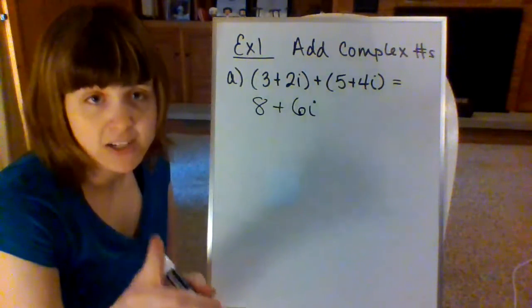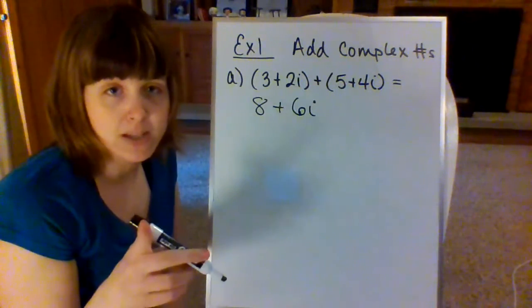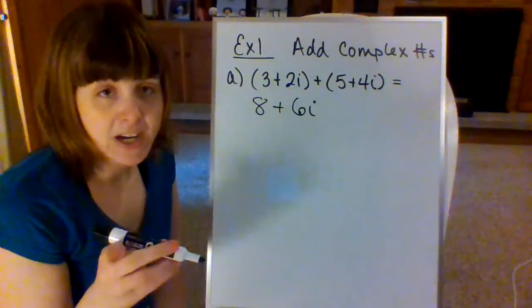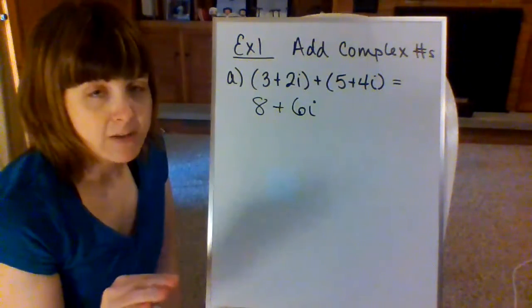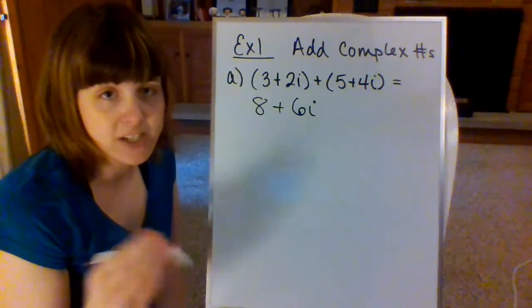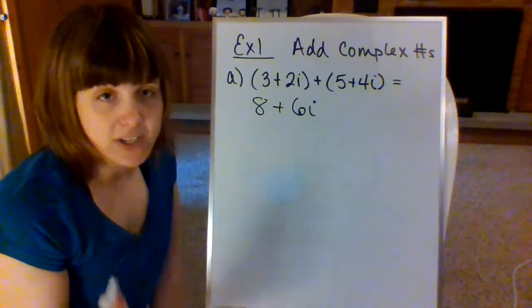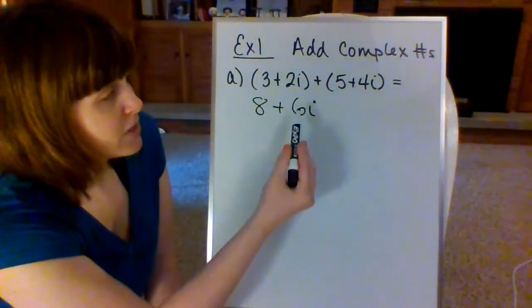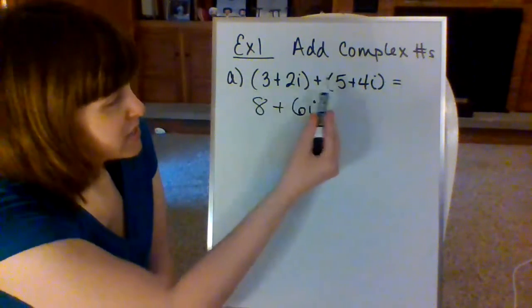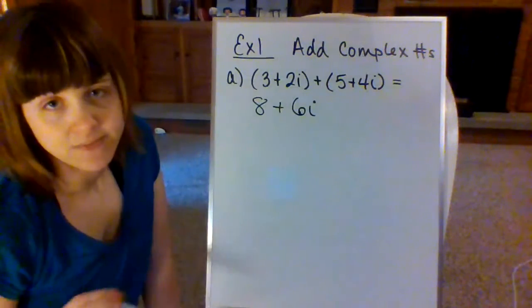Now you don't write i squared because we're not multiplying them. And when you add, you do not increase the exponent. You keep it the same. Because if we were to add 4x and 2x, it would just make 6x, not 6x squared. So we have our final answer, 8 plus 6i. And that's it.